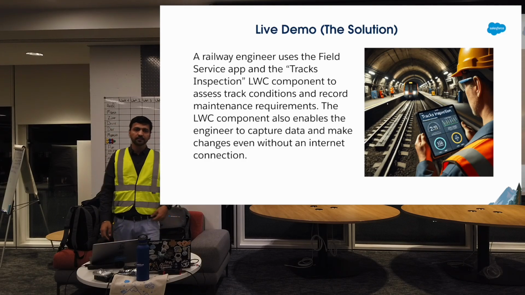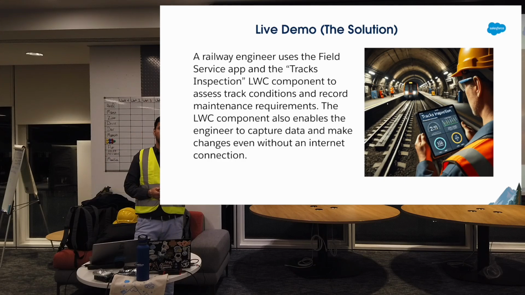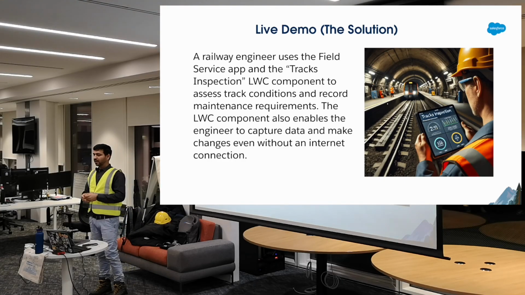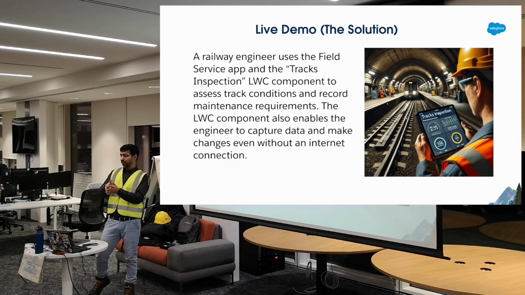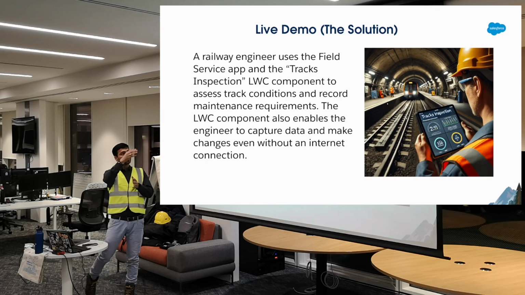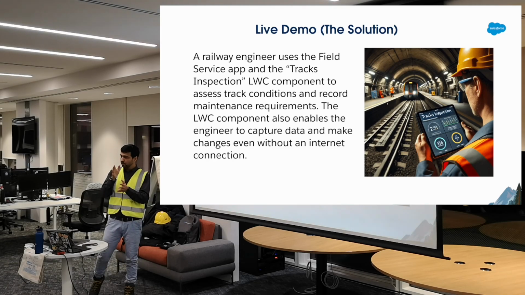Yes, please. Is there any conflict resolution? If somebody else updates that? Yes. So basically, if 2 users update the same work order line item, it will not save to the database. Just like we find merge conflicts in Git, it will give a notification on the field service that you have conflicting data. You need to go manually and resolve what value you need to choose.